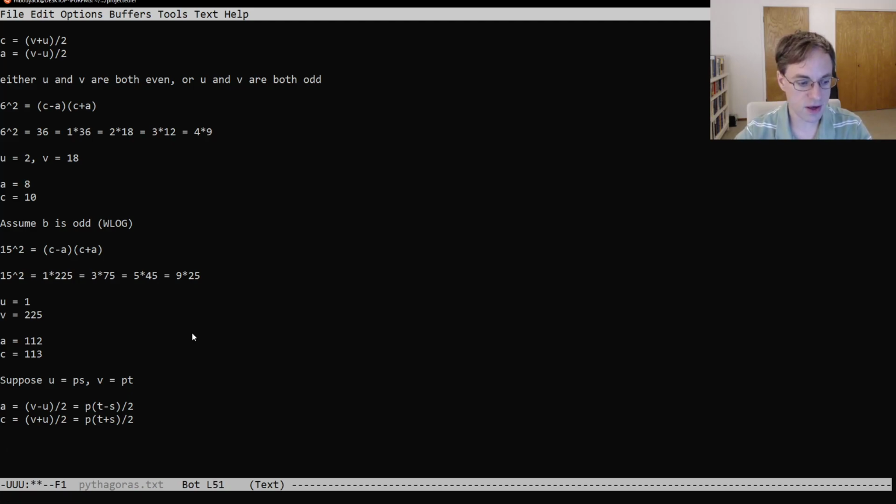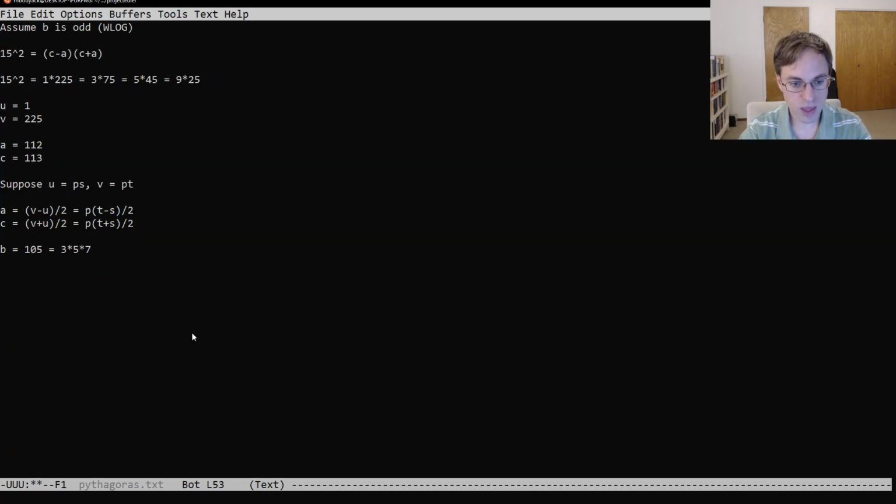And we can see why that is by looking at one final example. So let's suppose b equals 105, which is equal to 3 times 5 times 7. I specifically chose that as the product of the first 3 odd primes. And so now we might look at the factor pairs of 105 squared. And you'll notice something here in a moment.